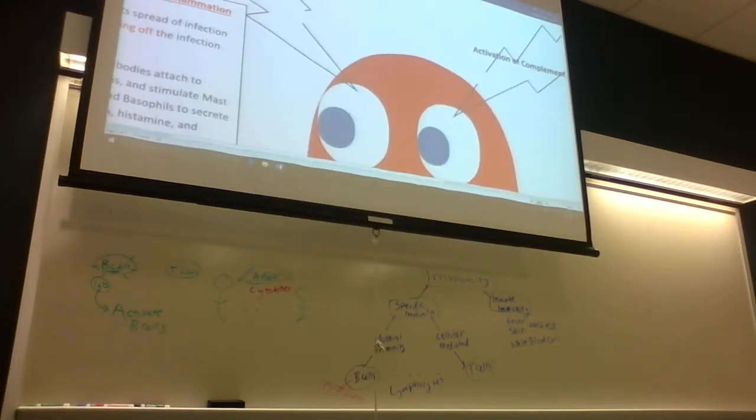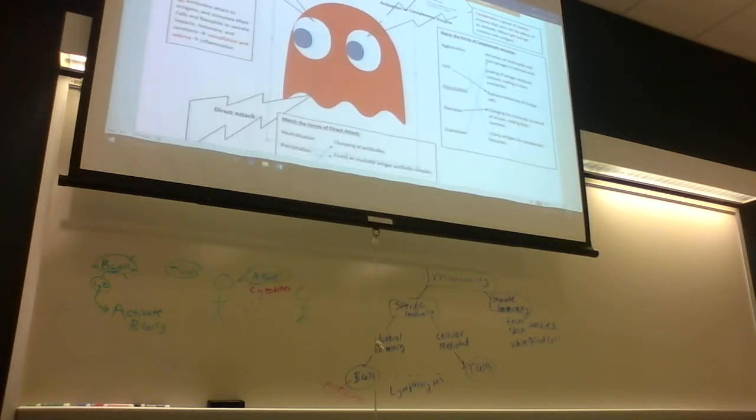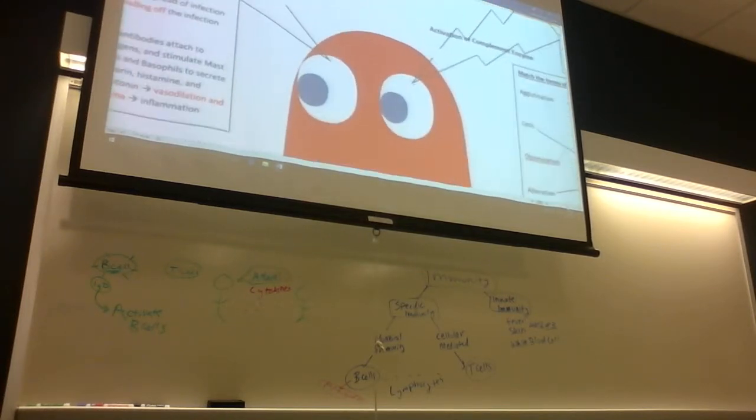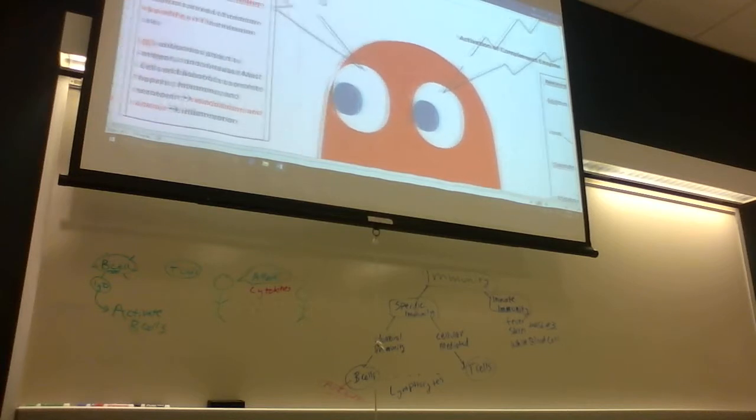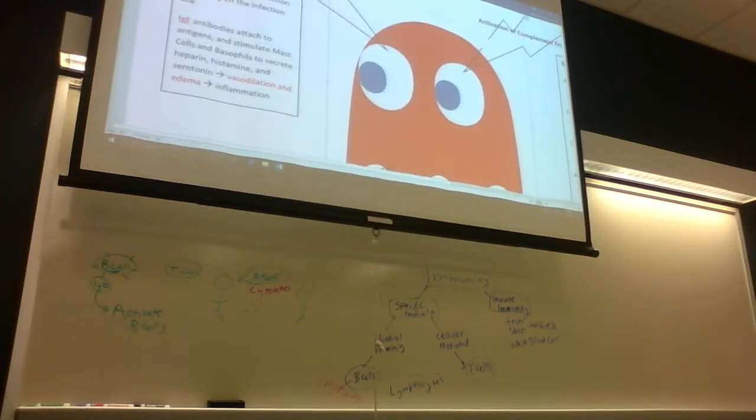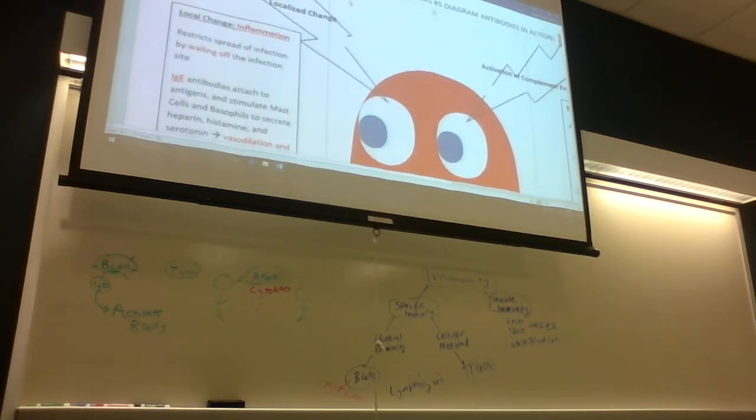So this is an infection right here. This is something that you do not want in your body. Your pathogen. The little lightning bolts are representing your antibodies. Like, what are your antibodies doing to attack it? So there are 3 methods that your antibodies attack. I'm going to zoom in, and we're going to go to localized change. There's only one method of localized change, and this is inflammation.